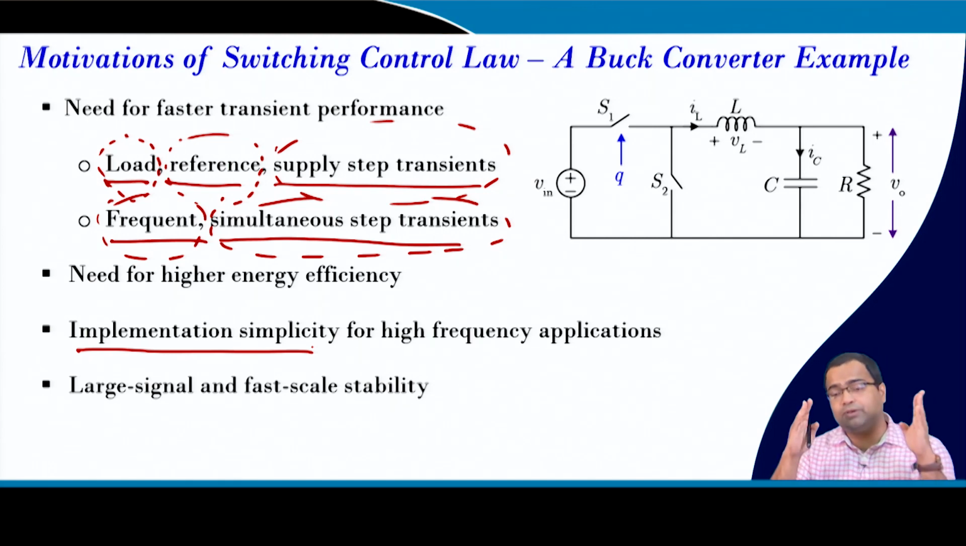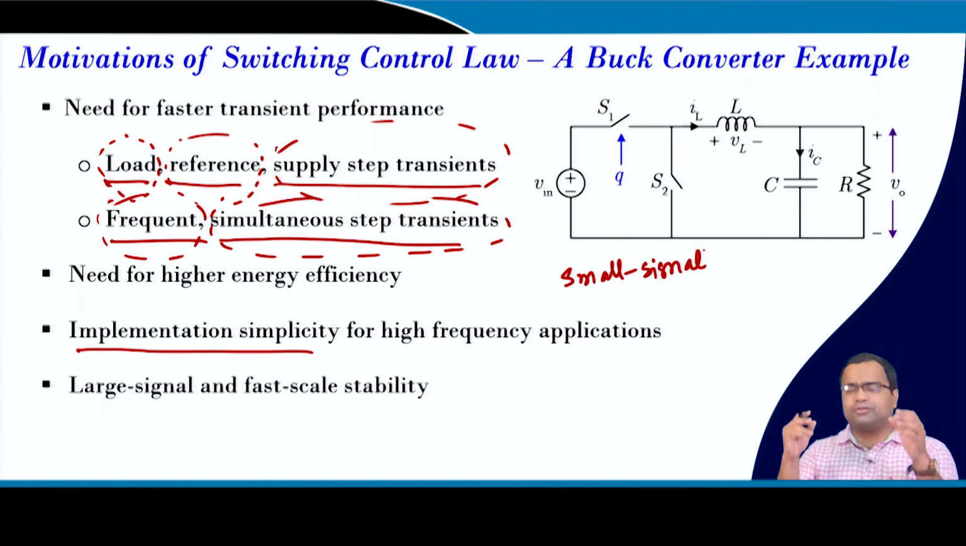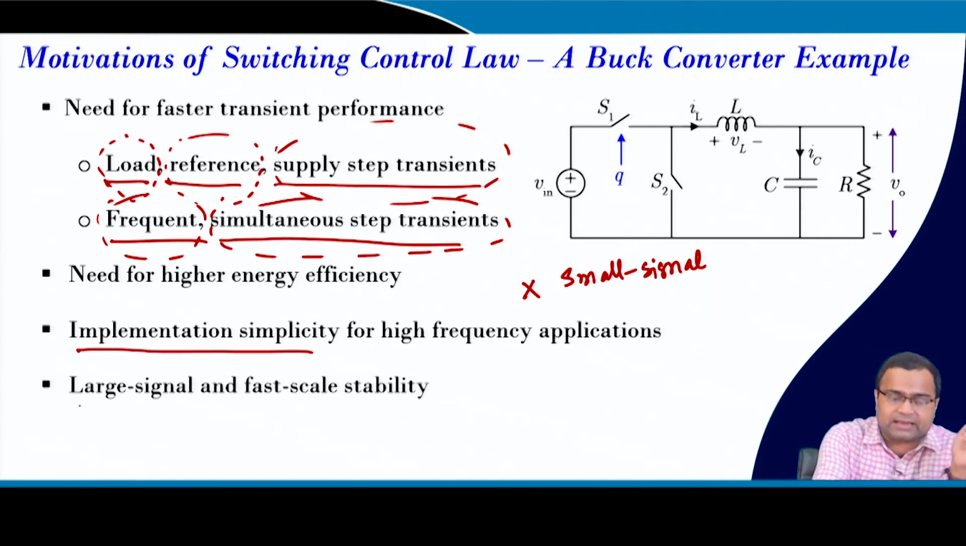Another important point: since we are talking about the switching control law and we are going to visualize it from the large signal point of view, we need to ensure that the system is stable. There are different types of stability, and we talk about small signal stability when we consider the transfer function based approach, where we talk about gain margin, phase margin and so on. But here we are not talking about small signal.